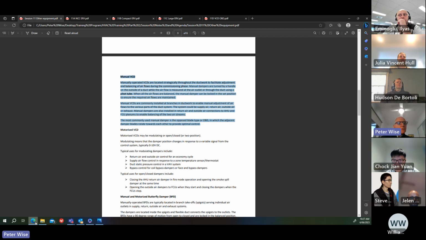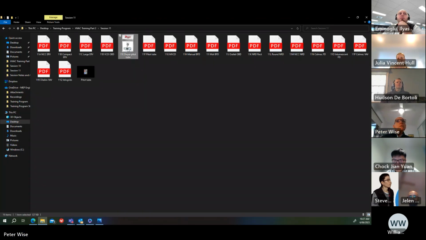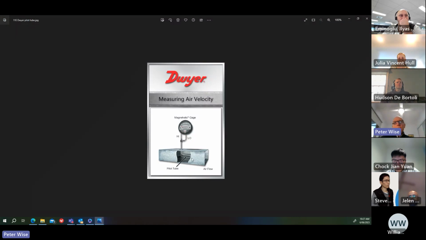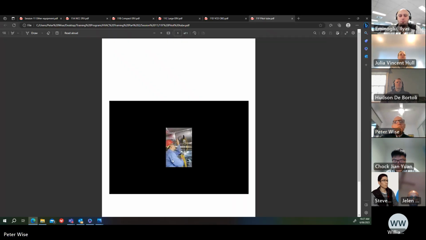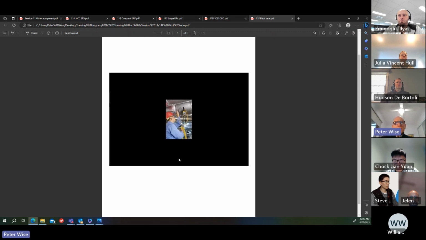The pitot tube, I mentioned a pitot tube there, so I'll show you a pitot tube. This is the pitot tube in the duct. It measures the differential velocity pressure, and from that you can calculate the airflow. And this is connected to a Magnehelic gauge, but in a site situation, this is not a very good photo. I couldn't get a better one, unfortunately.